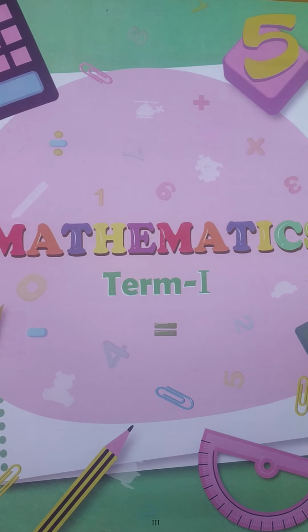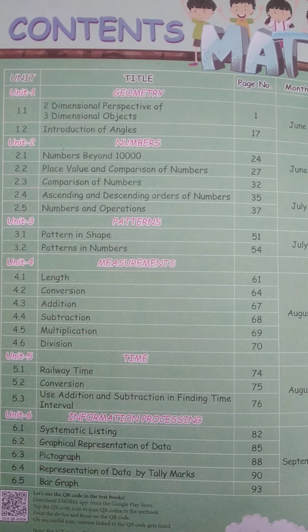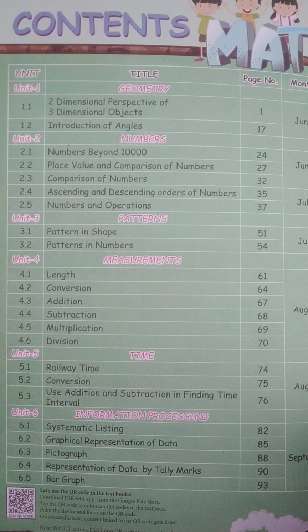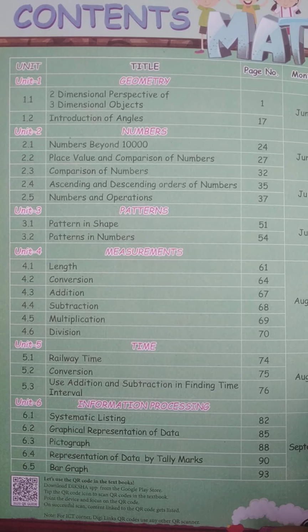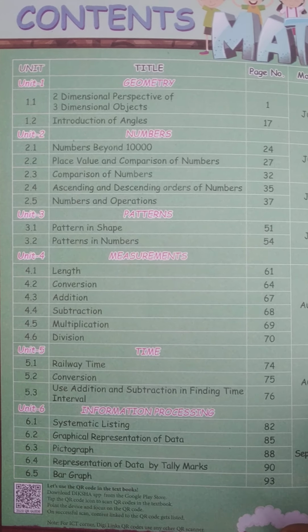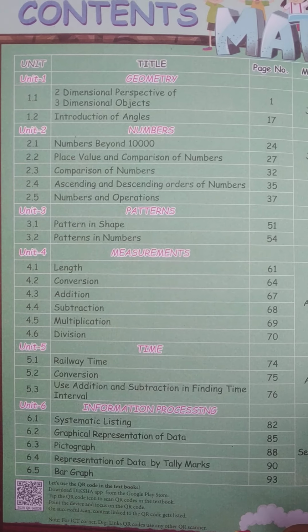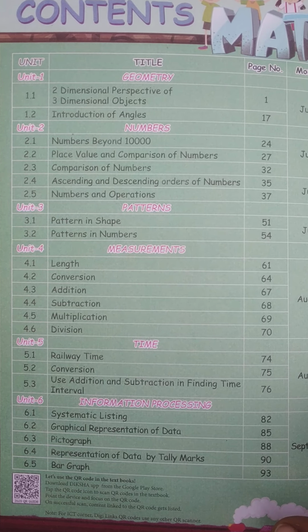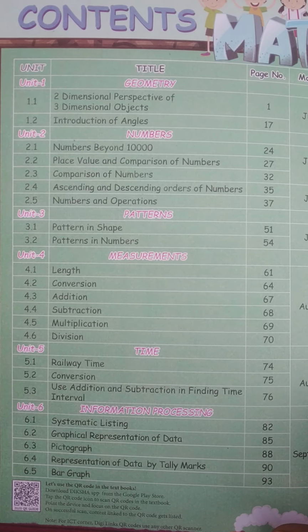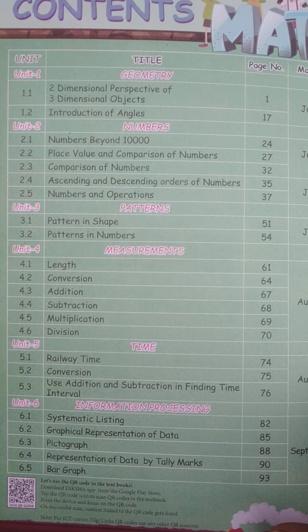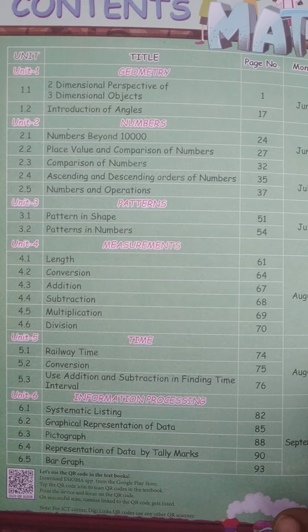Okay, shall we get into the lesson now? In maths, you have 6 units in total. The first unit is geometry. In geometry, you are going to see about two-dimensional perspective of three-dimensional objects. Then the introduction of angles. Okay, shall we get into the lesson, children?